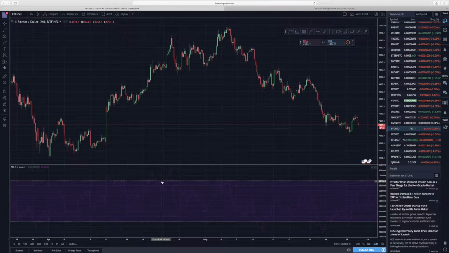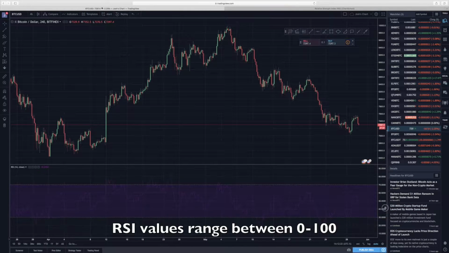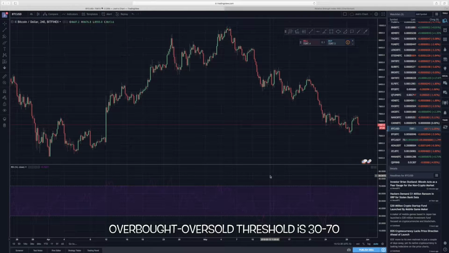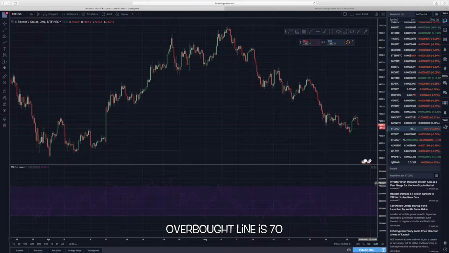So the values for RSI go from 0 to 100, and 50 is that neutral point. Now, there's a few things that the RSI can indicate. The first thing is overbought and oversold points, right? So basically, when the RSI crosses this 70, this line here is 70, this line here is 30, when it crosses the 70 line, that indicates overbought.